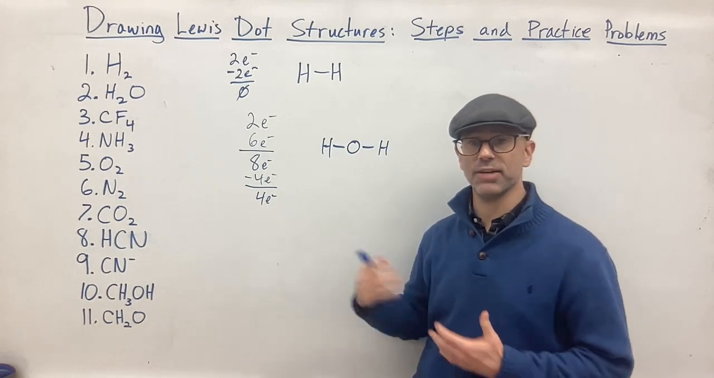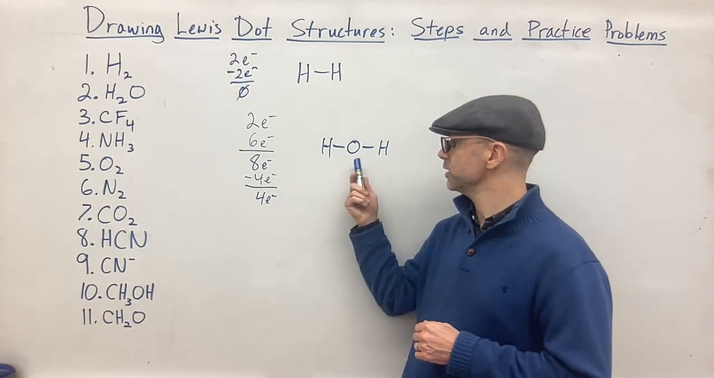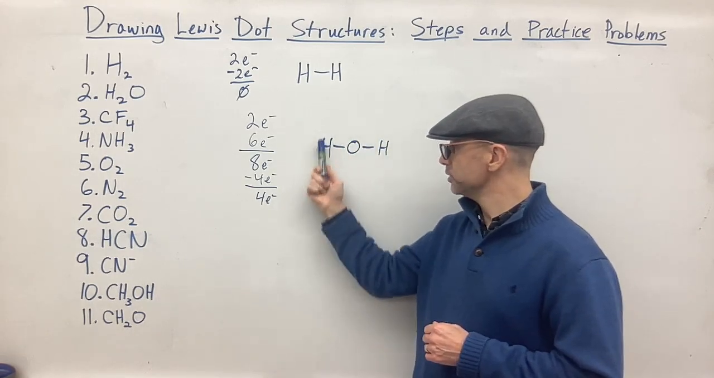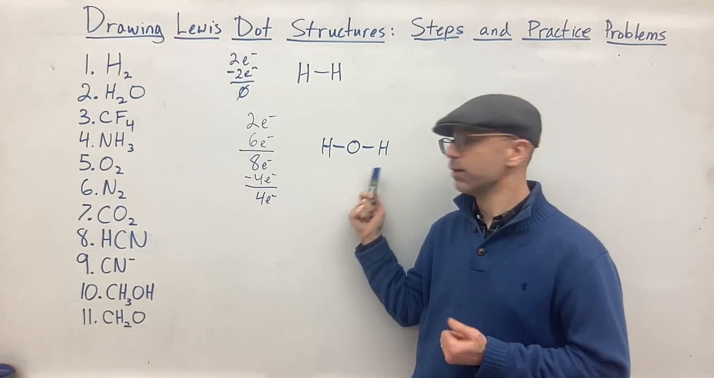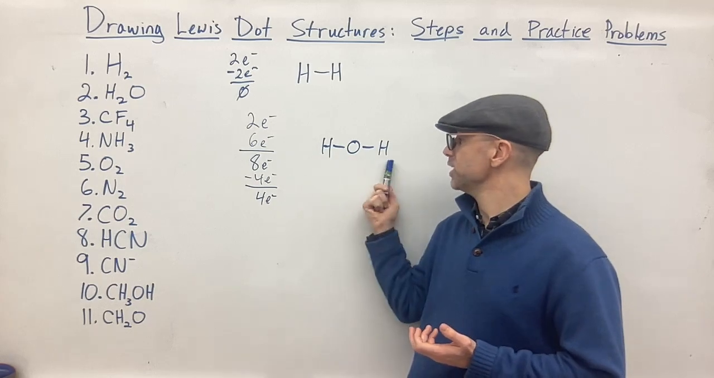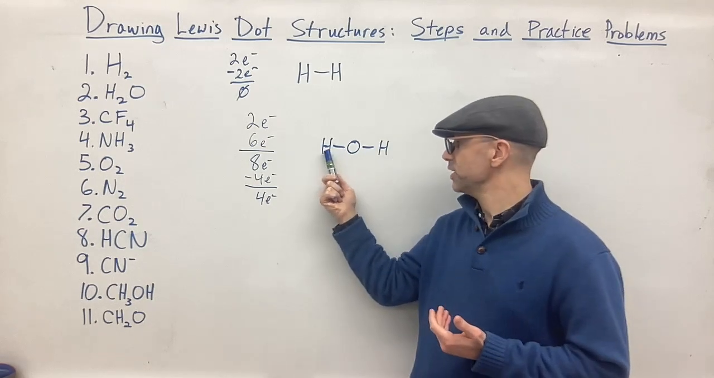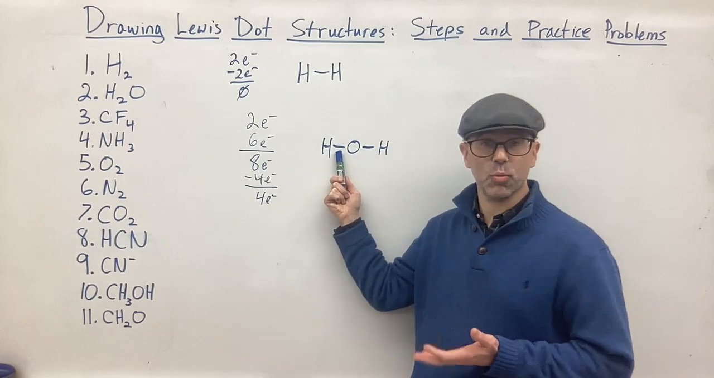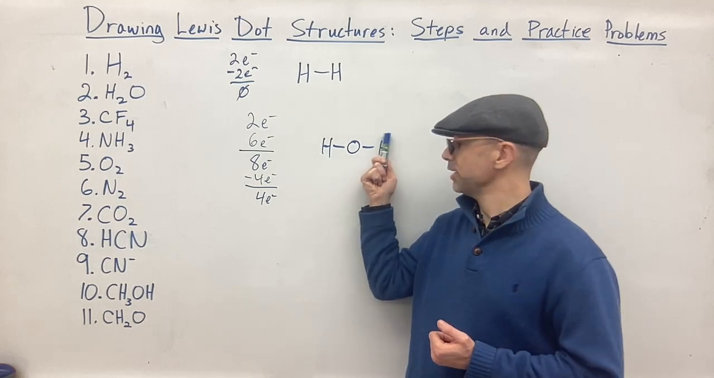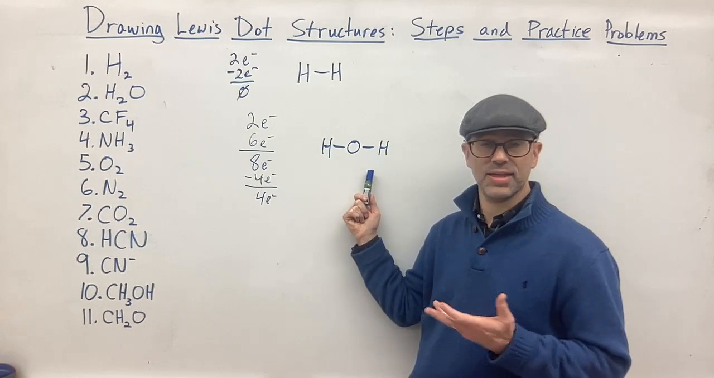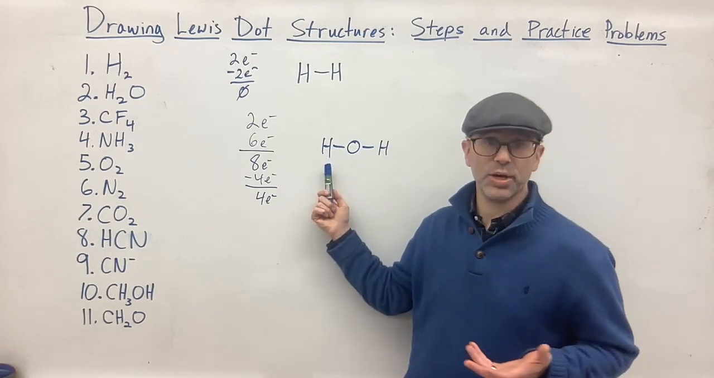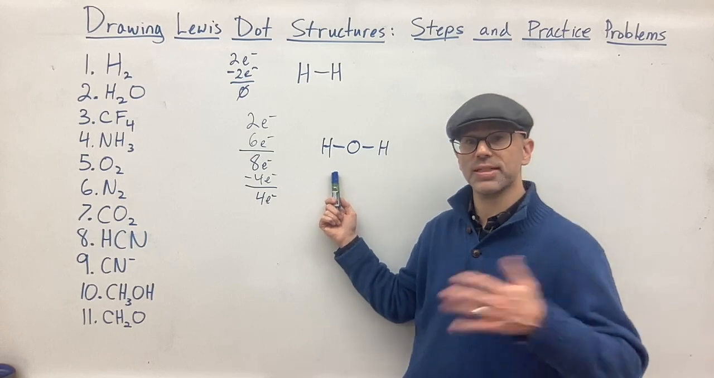Step 3 says that if you have electrons left over, you're going to put them on the outer atoms to give them a full octet. Well, in this case, hydrogen is the outer atom. So each of these is happy. Each of these atoms is happy with just 1 bond, 2 electrons. So I don't need to give the hydrogen an octet, and they don't want an octet. They're happy with just 2. So step 3 does not apply here, so we can skip that.